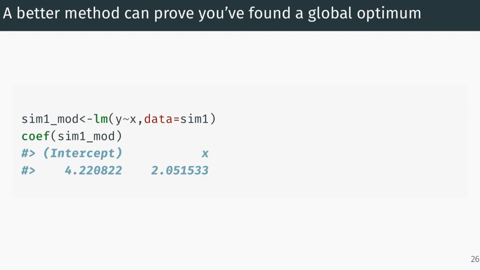A better method that we could use, though, better than optim, would be the method that R uses. So this is possibly familiar to you already. If we just do linear model in R, the lm function, y predicted by x, data sim1, this spits out a very sophisticated model object. And if we take the coefficients of that model object, we find that they're roughly the same as the Newton-Raphson method spat out, which are 4.22 and 2.05.